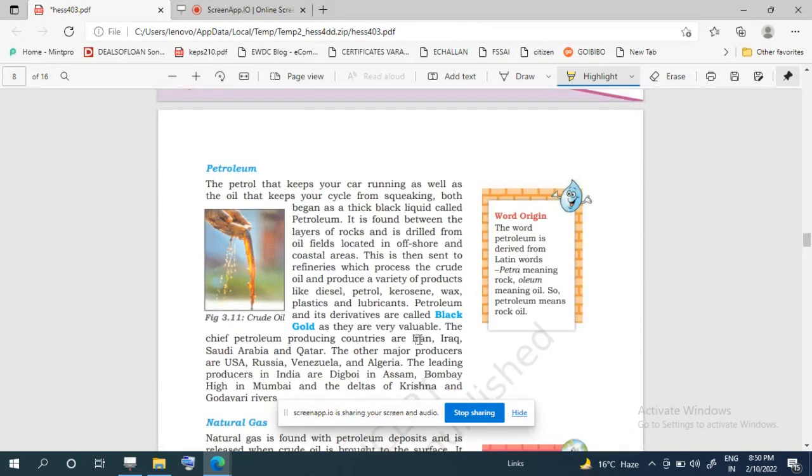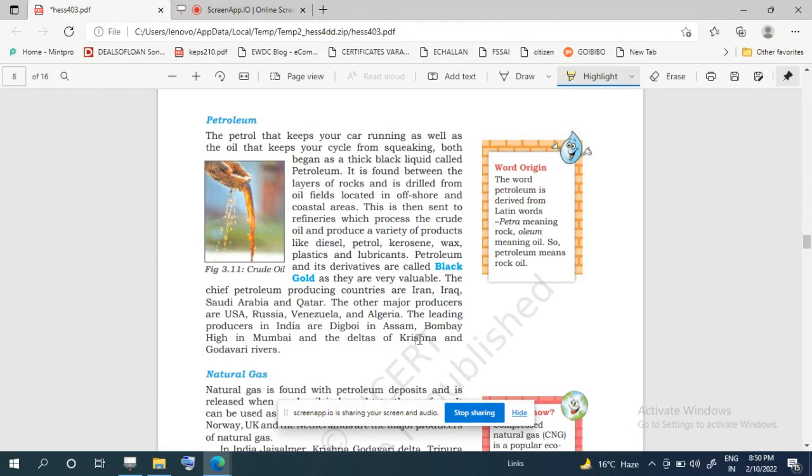Okay, and now we see about petroleum. Petroleum is also a fossil fuel. Petrol is very much required by us. We use so many vehicles in our life. All these vehicles are working on petroleum only, you know.